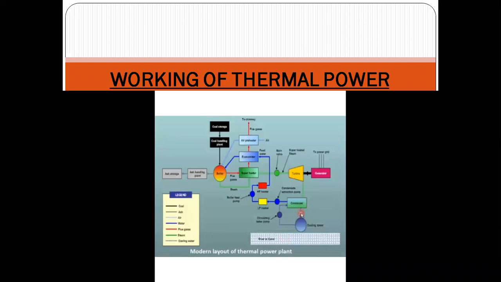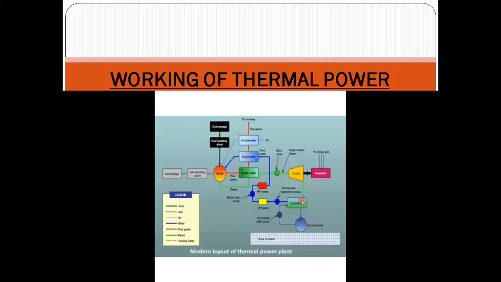So we can't circulate this water continuously. We need to cool it down for the next circulation. Inside the cooling tower, this water is cooled down with the help of atmospheric air, and then it passes through the circulating circuit again. So here we can reuse the water with the help of the cooling tower. This is the function of the cooling tower: to cool the circulating water which is used in the condenser.